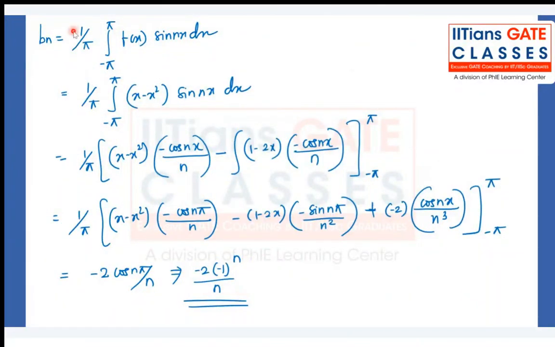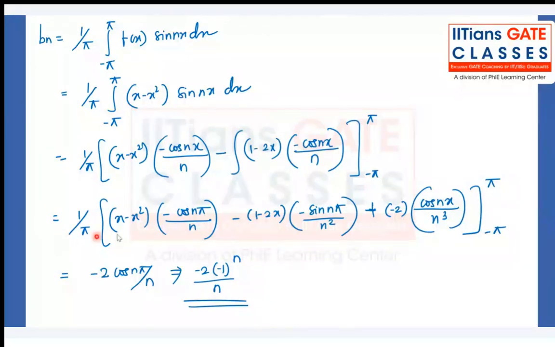This is how you will calculate bn. bn is 1 upon pi integration from minus pi to plus pi of f of x sine nx dx. What is your f of x? x minus x square. So again, you will call it u and this v. u as it is, integration of v is sine integration, which is minus cos of nx by n. And minus integration of the differentiation of the first term, which is 1 minus 2x, and integration of sine is again minus cos of nx by n.